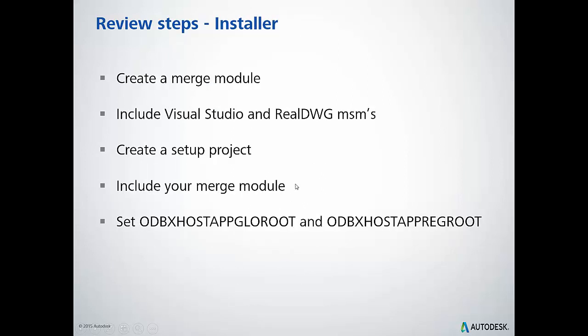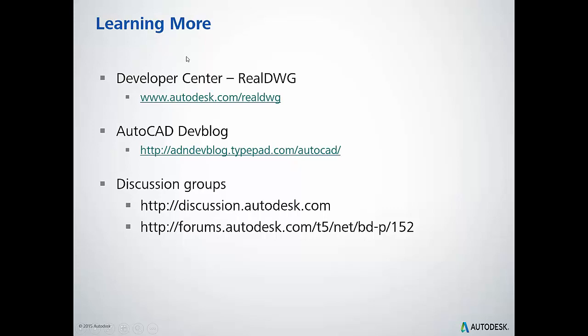Let's quickly review the steps for creating an installer. First, create a merge module. Include Visual Studio and RealDWG merge modules that are listed in the ObjectDBX documentation under redistribution requirements. Create a setup project and include your merge module and set ODBX host app glob root and ODBX host app reg root in your installer.